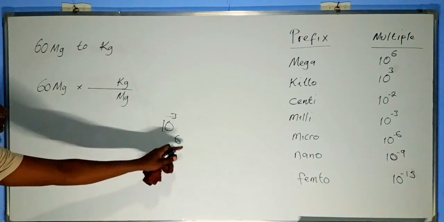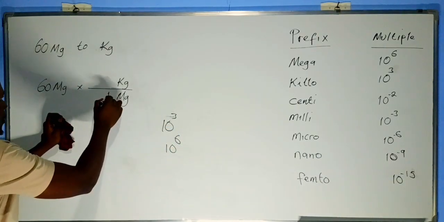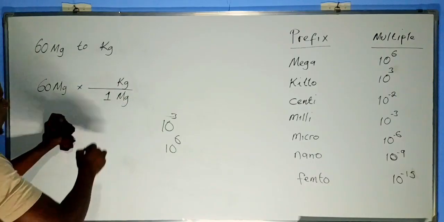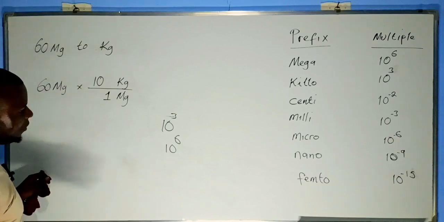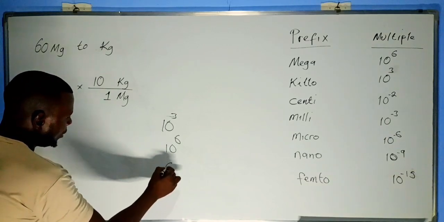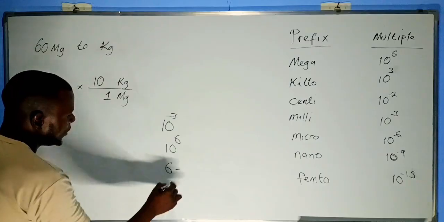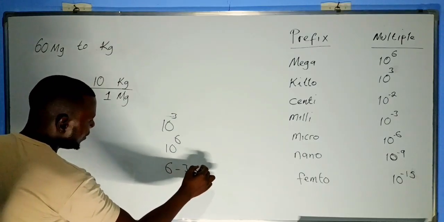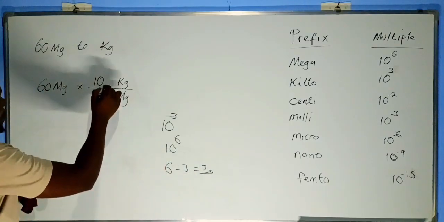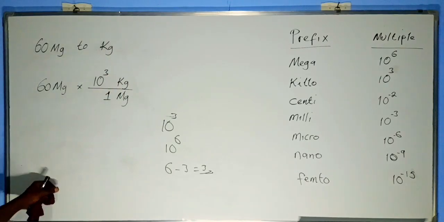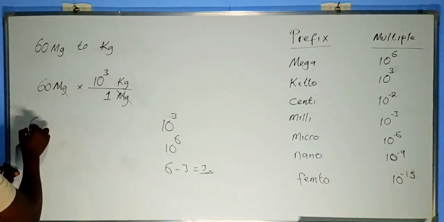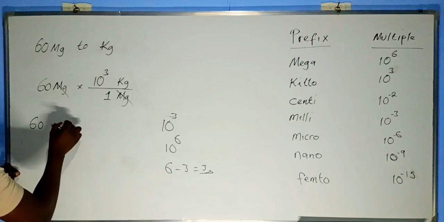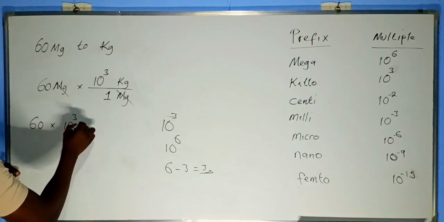We can see 6 is greater than 3, so we'll have a 1 on this unit here, and we'll have a 10 there. To get the power we need to give to 10, we'll say the higher unit, which is 6, minus 3, and this will just give us a 3, like that. So this implies the power that we have there is 3. Mega and mega will go, our answer will be 60 multiplied by 10 to the power of 3 kgs.